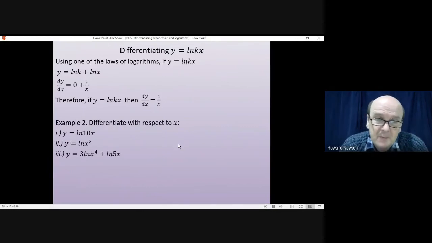Okay, bearing all of that in mind, 3 examples for you to have a go at. Differentiate the following 3 functions with respect to x. Pause the video, have a go, come back to me when you're ready.